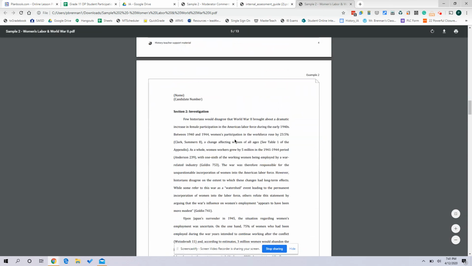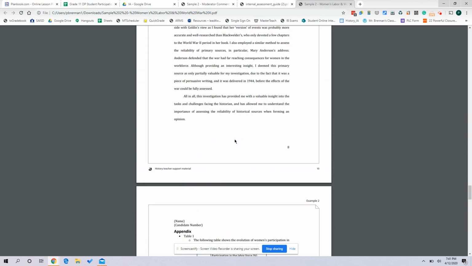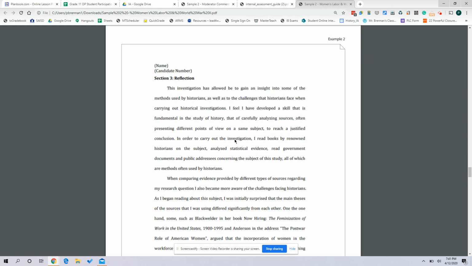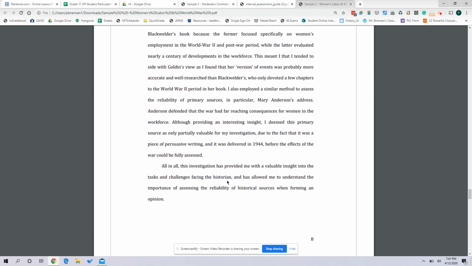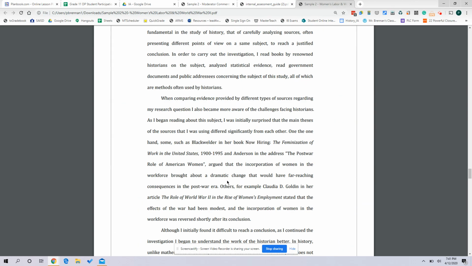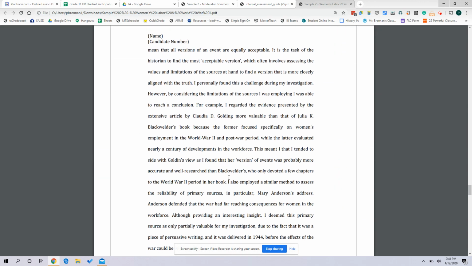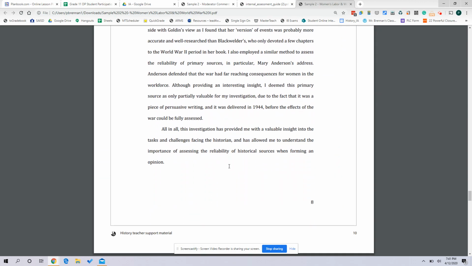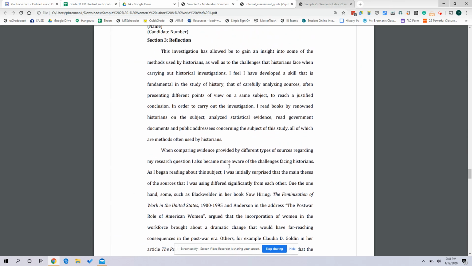So here is the document. And if we scroll down here, section 3, the reflection, notice this person's reflection is a little bit longer. Yours probably are going to come out to more like a page and a half. I mean, it's a little over that. It's not super long. Let's take a look at what this person did.